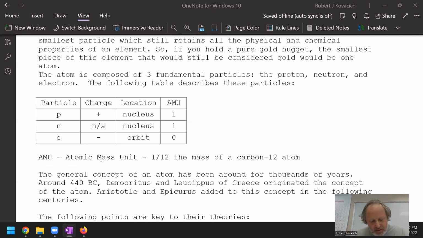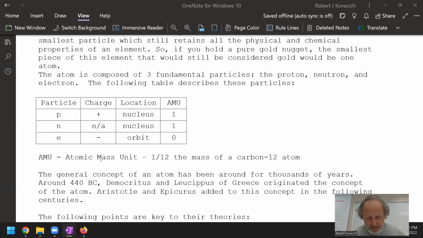The protons and the neutrons are located in the middle of the atom, called the nucleus, and the electrons orbit around the exterior. And the orbit is kind of complicated, but they are on the outside. An easy way to think about it is in the same way that planets orbit around the sun, but it's certainly not that simple. And this last thing here, AMU, is called the atomic mass unit.